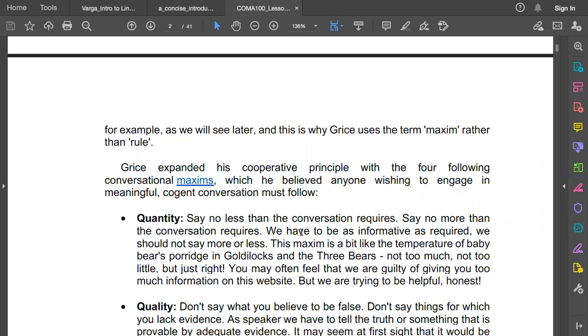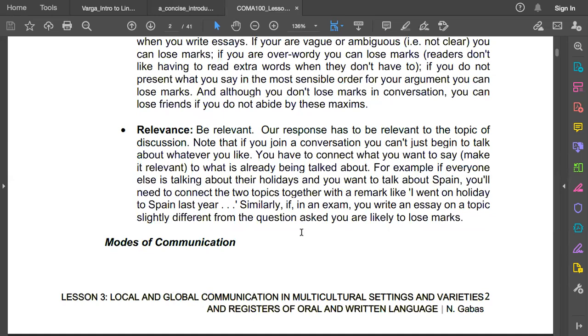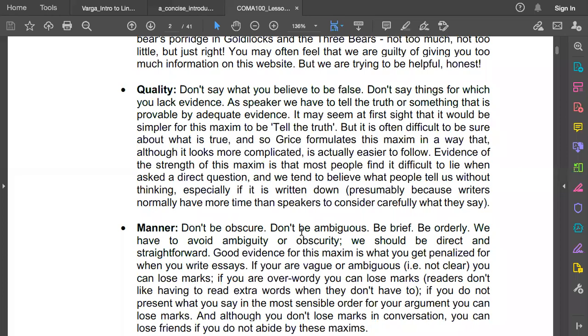Grice expanded his cooperative principle with four conversational maxims: quantity, quality, manner, and relevance. For quantity, you only say what is being asked. No more, no less. Be exact, be precise. In conversation, you need to consider the conciseness of what you're going to say. Bear in mind that you should have equal talk time. In order for the conversation to be successful, each one should be equally a listener and a speaker. Otherwise, it will not be called a conversation.